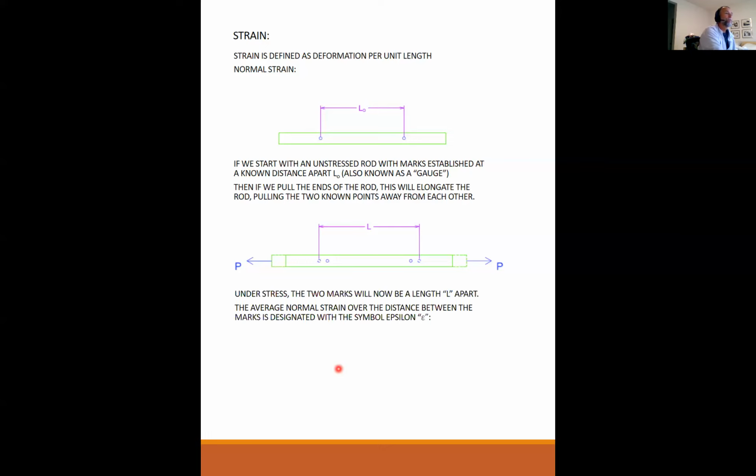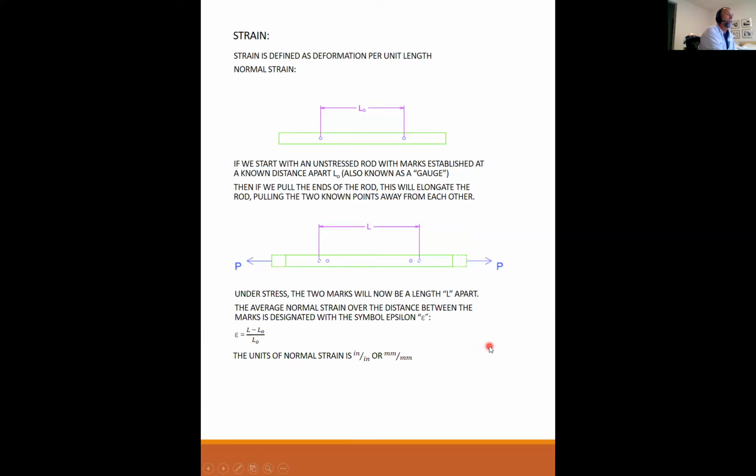The average normal strain over the distance between the marks is designated by the symbol epsilon. You're going to see epsilon a lot in this class. It's one of the fundamental things. This little Greek letter, that's an epsilon. Epsilon is defined as the new length L minus the original length L naught, divided by L naught. That is the definition of strain.